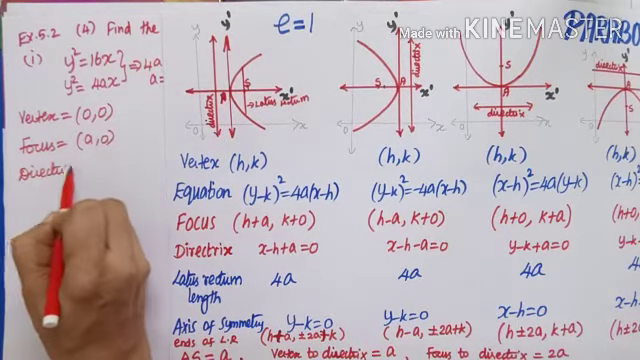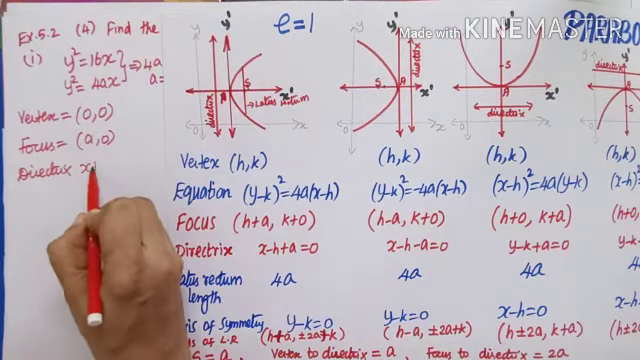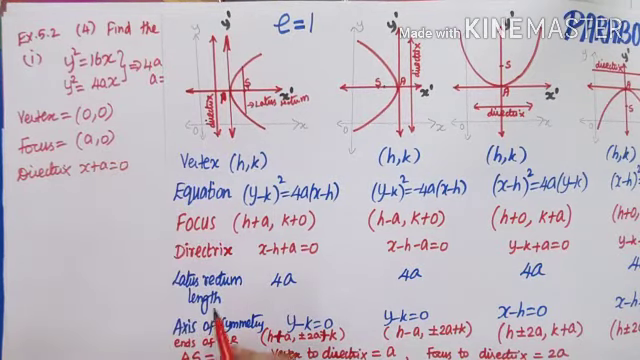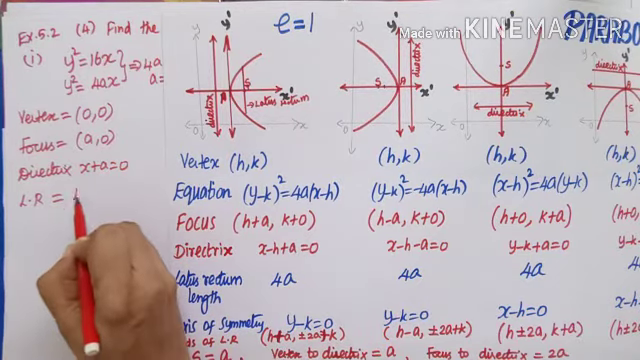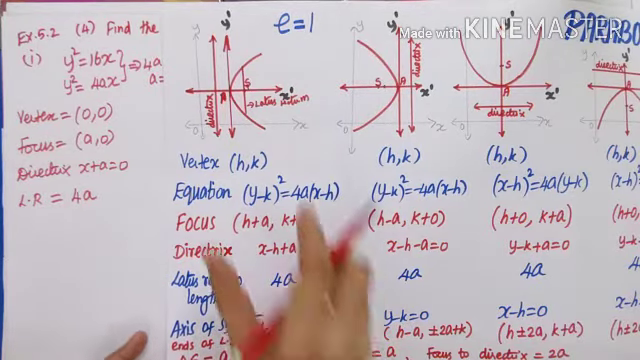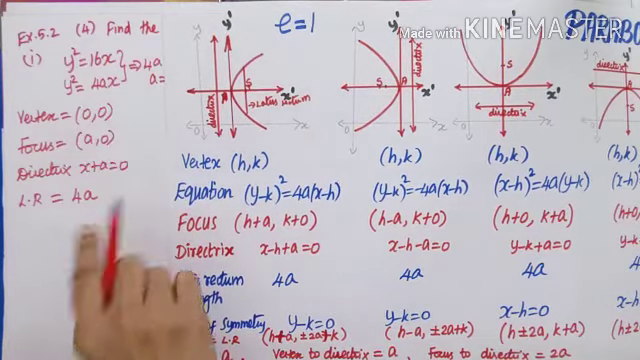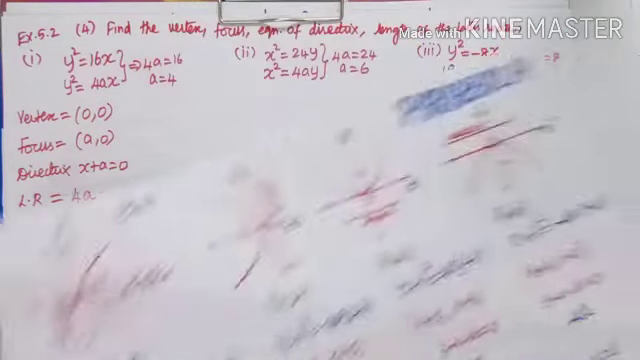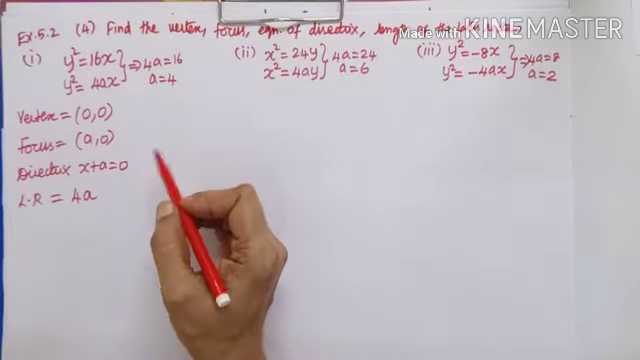How to write the directrix? x plus a equal to 0. And the next idea, the latus rectum length is 4a. So, these are asked in the question. So, we compare with this. Put h, k as 0, 0. We get the equations and the formula.